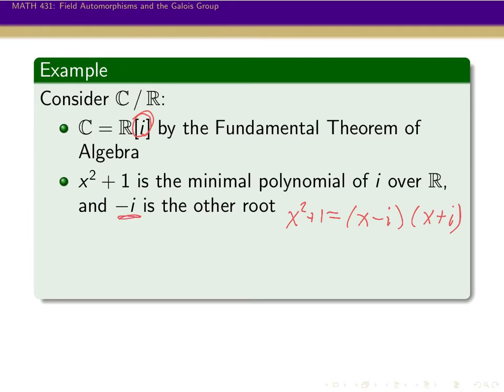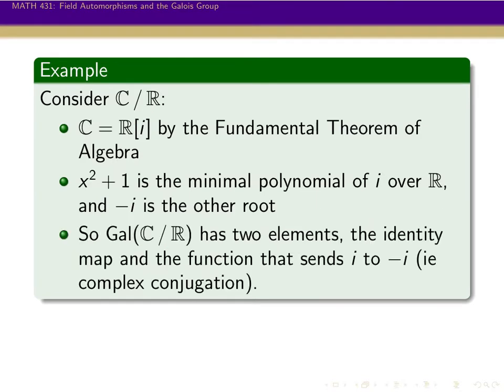And so if we take any map, the only choices for i is for i to go to i or for i to go to minus i. So what does this tell us about the Galois group of the complex numbers over the real? Well, it only can have two elements, since what happens to i determines the whole automorphism. The only possible automorphisms of the complex numbers that fix the real numbers are the identity map and then the map that sends i to minus i.